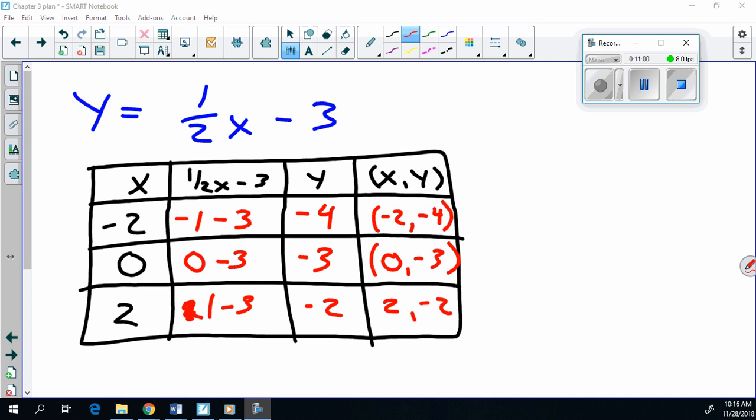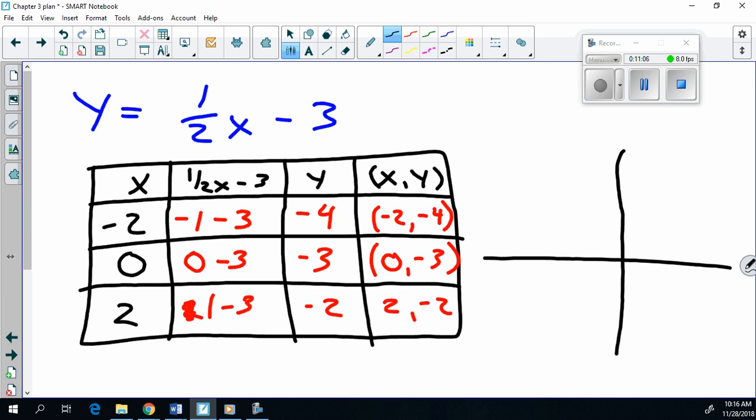All right, now I don't have the luxury of graph paper here, but you might have some graph paper. Okay, so I can make this 1, 2, 3, 1, 2, 3, negative 1, negative 2, negative 3, negative 1, negative 2, and negative 3.